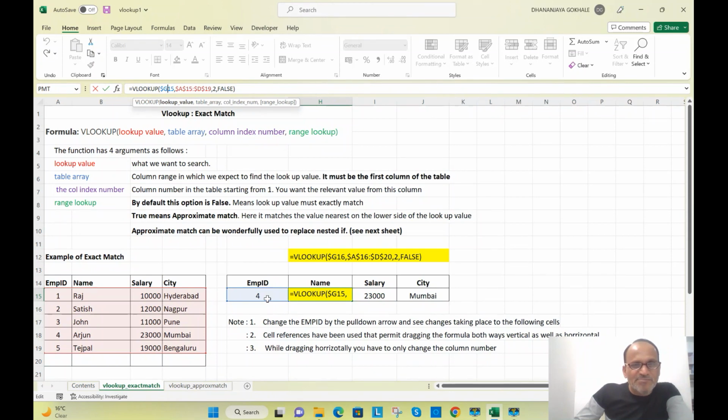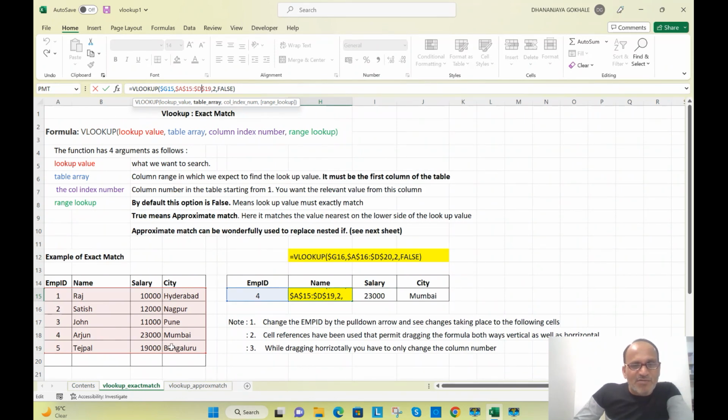Then what is the table range? The table range is the entire red area highlighted over here, A15 to D19. That is our table range. It's clearly highlighted. Don't choose the column headings in this, that would go wrong. Only the values, so the table values lie from A15 to D19.